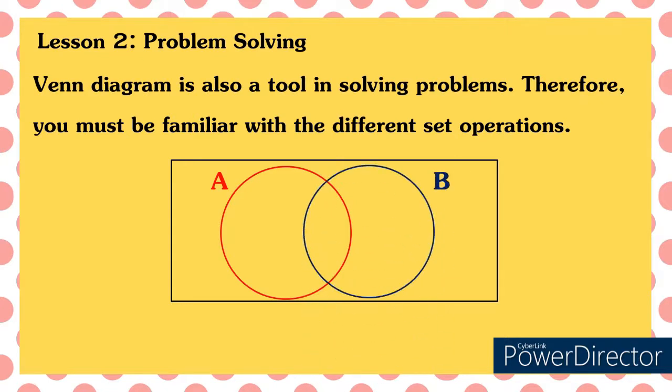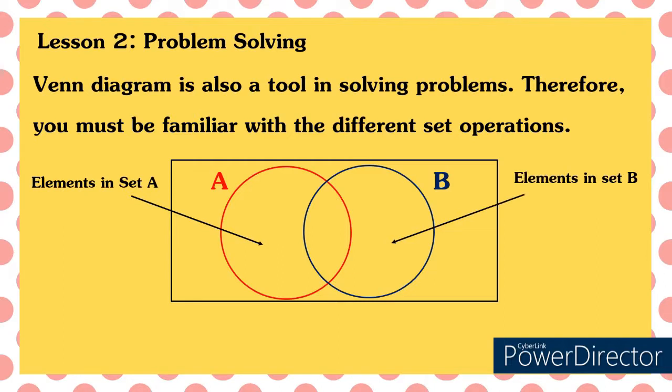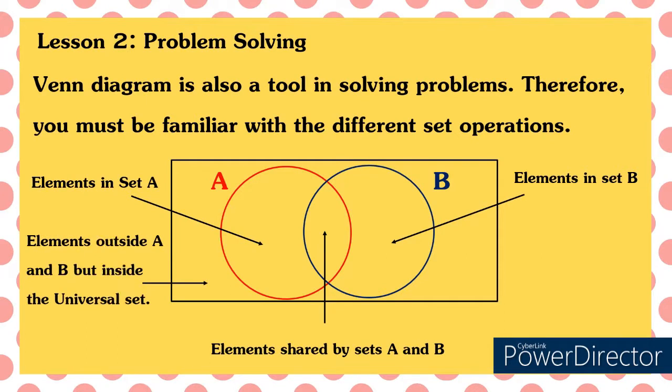Okay? So, ano po yung region na to? This is element in set A. And ito naman, elements in set B. Okay, and this intersection is elements shared by sets A and B. Okay, or simply the intersection of the sets. Another, this region is the elements outside A and B but inside the universal set.